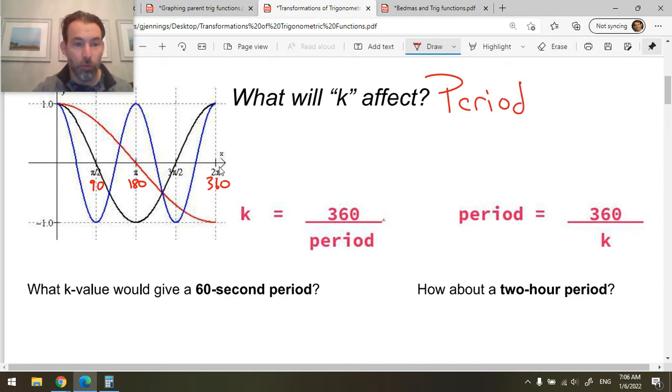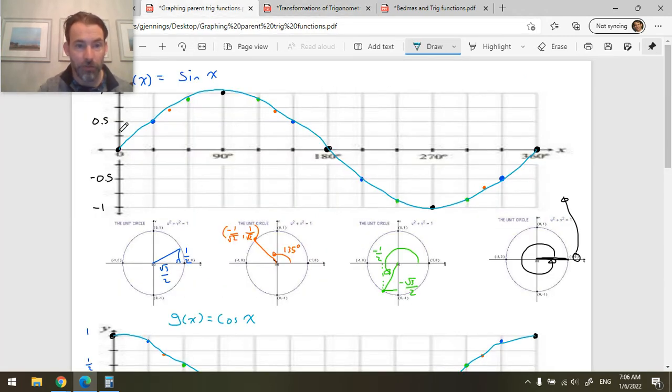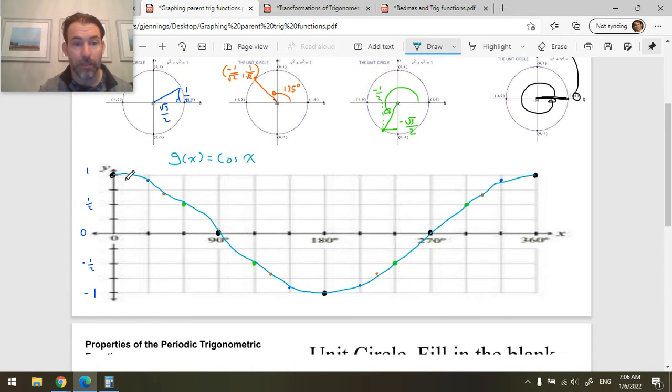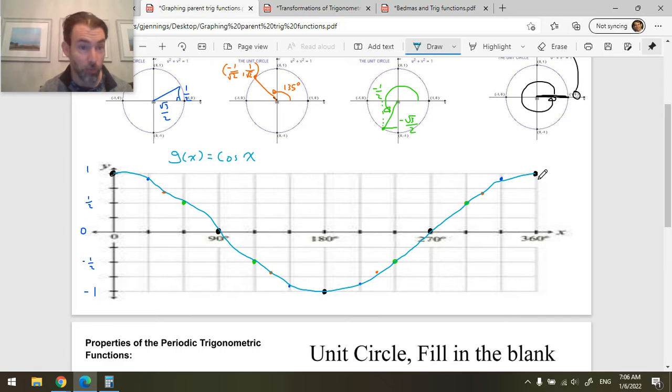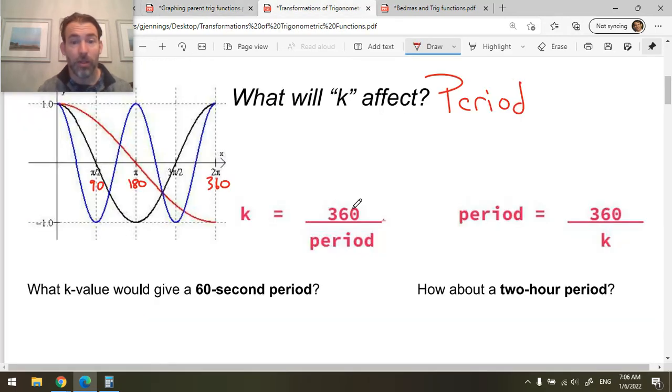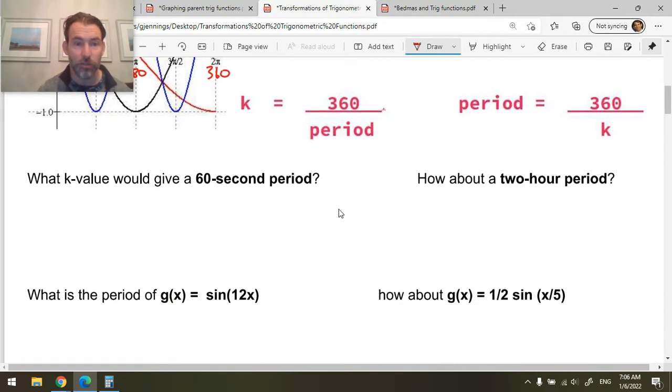But because the parent function of sine has a period of 360, this is one full cycle. Cosine has a period of 360, one full cycle there. So because 360 is the period of the parent function, these are the formulas you can use to calculate k. If you know the period and you want to know what k would give you that, you use this formula here. They're the same formula, just rearranged.